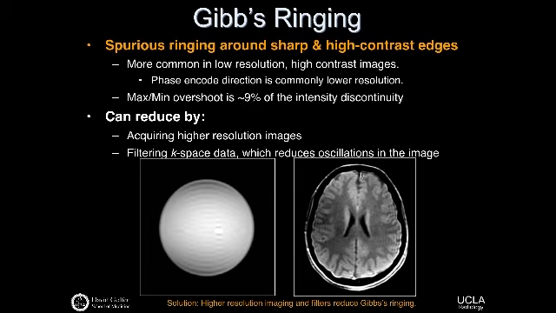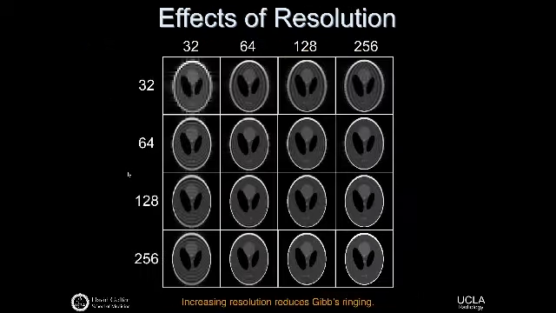So you can reduce Gibbs ringing artifact by acquiring higher resolution images, or there are some filtering tricks, which I'll show you in just a second, that you apply in K-space and help reduce the oscillations in the images. And it turns out that all MR manufacturers have their favorite filters. They have their secret sauce for reconstructing images to have the highest apparent image quality.